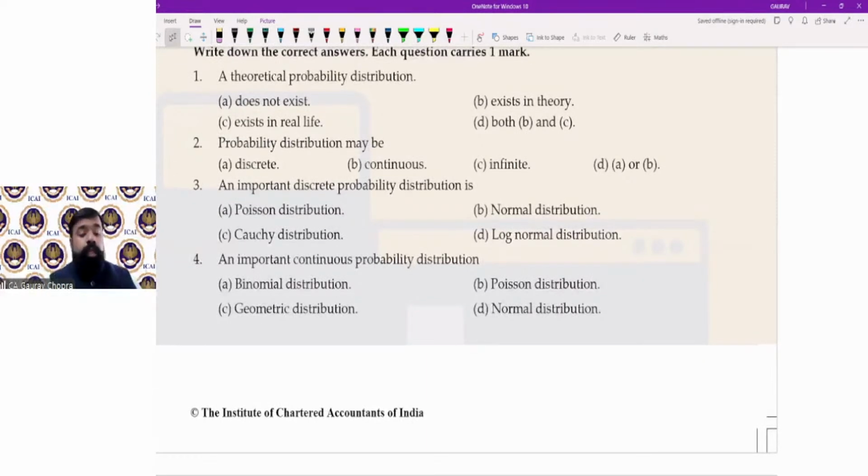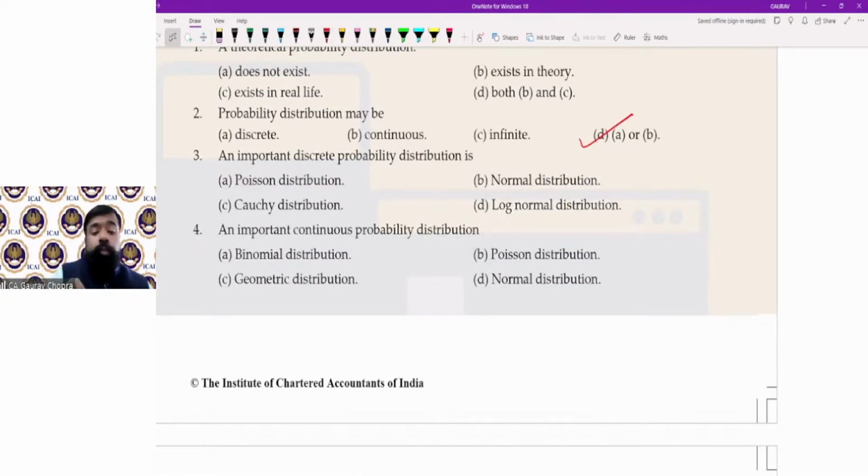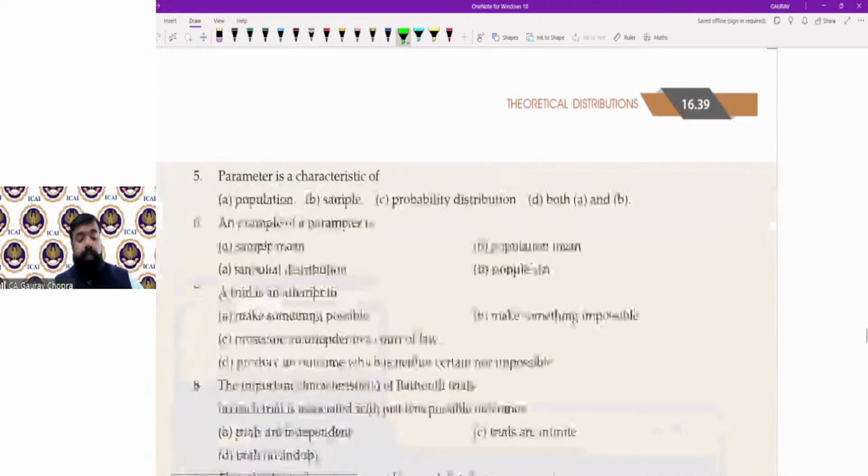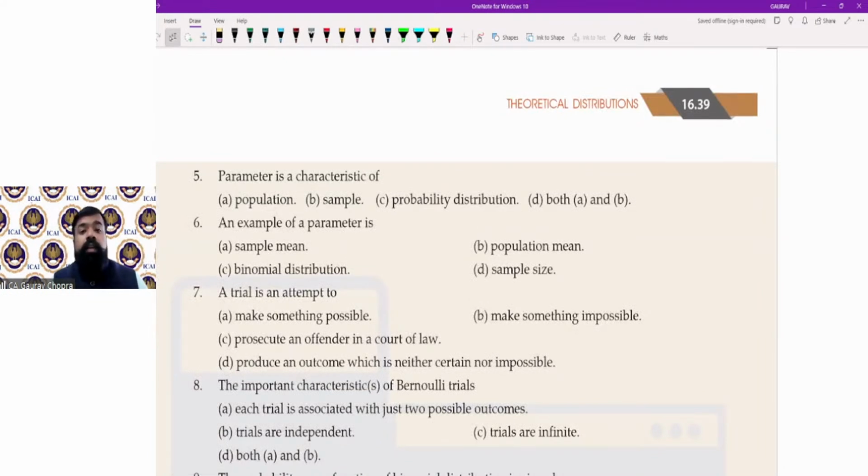Now, the second one: the probability distribution may be discrete or continuous. It can be any one, A or B. So option number D. An important discrete probability distribution. So which is the discrete part? We know out of all these four, Poisson is discrete. So we have to select Poisson, which is an important discrete probability distribution. And for continuous, we have to find the continuous one. So continuous is the normal distribution. Option number D.